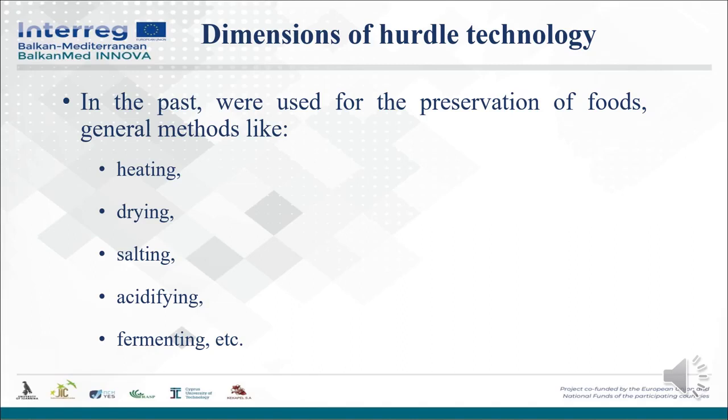Let's talk about dimensions of hurdle technology. Hurdle technology is not a new way of food processing, but a combination of factors and methods which consist in increasing the storage time or shelf life of food products. This combination was done based on general methods of food preservation like heating, drying, salting, acidifying, fermenting, etc.